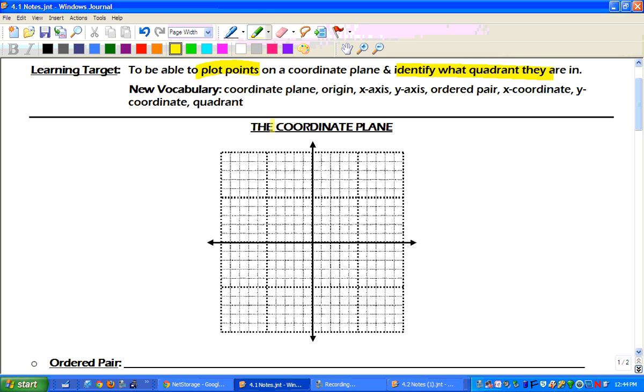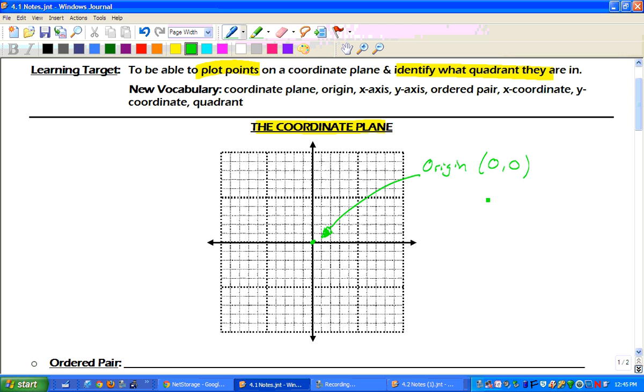Now, the coordinate plane, which is our first vocab word, is a graph that looks just like this, okay? It's two number lines put together. We have one going horizontally and another going vertically. And all together, those make up the coordinate plane. Now, the origin, which is our next word, is right there. That's the origin. And that is the point (0, 0), okay? Because that's right in the middle.